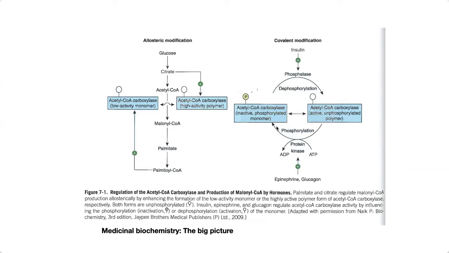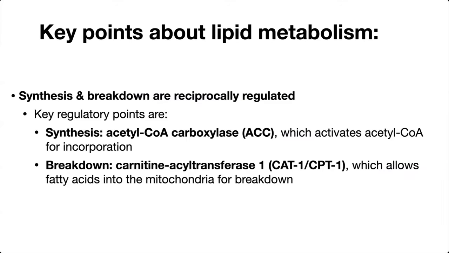Other kinases, like AMPK, your signal of low energy status. In those cases, you're going to want to burn the acetyl-CoA for energy rather than build it up into fatty acids. So we have our covalent modification on top of the allosteric modification. This is going to allow for more global regulation, sending signals throughout your body rather than just what's happening in that cell in that moment. So, a quick review of our overview. The synthesis and breakdown of fatty acids are reciprocally regulated and happening in different locations.